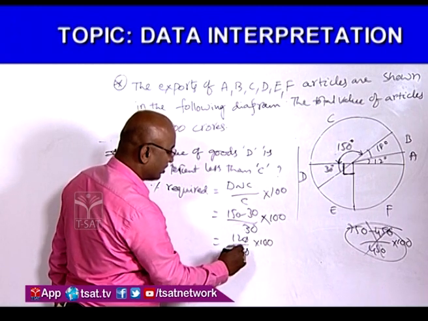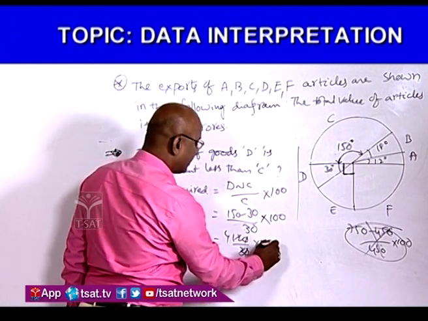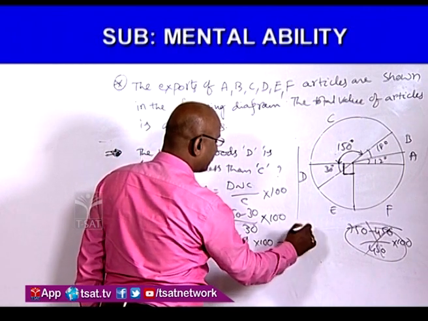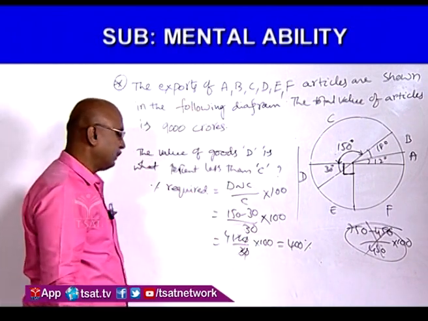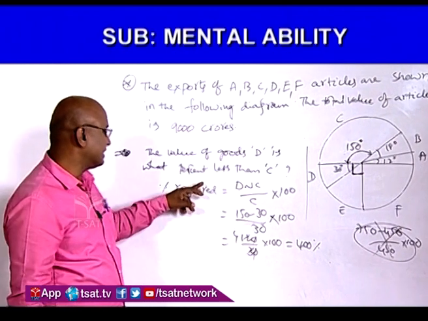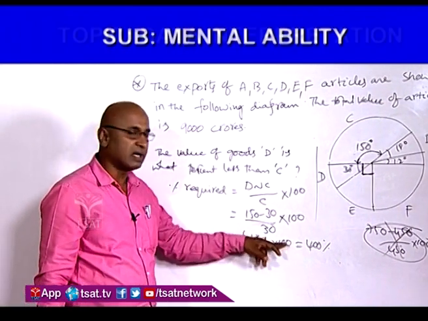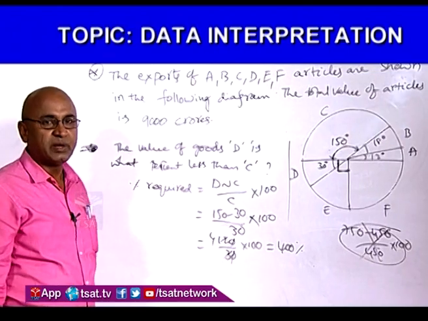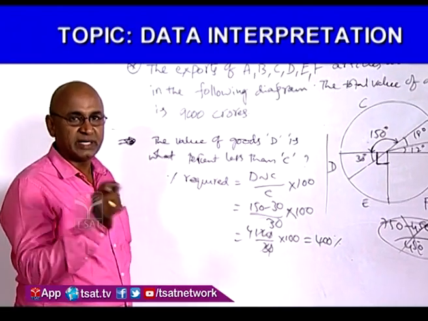So 3 ones are 3, 3 fours are 12. So 4 into 100 is equal to 400% more. Correct? So the value of D is what percent more than C? It is 400%. The same problem we can do without putting a pen on the paper.